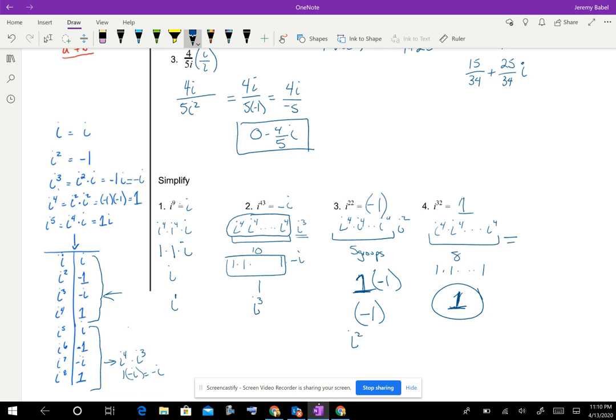And then divide by 4, remainder 0. Whenever it's remainder 0, the answer is going to be 1.